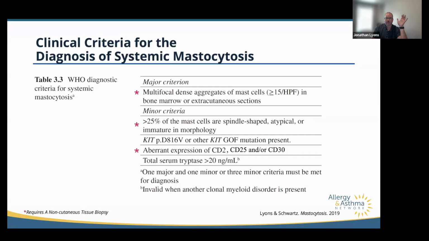And in order to get the diagnosis, you have to have one major and one minor criteria, at least according to the WHO guidelines, or 3 minor criteria. There is a separate guideline that allows you to get the diagnosis of mastocytosis with just the one major criteria. But to be perfectly honest, if you see multifocal dense aggregates of mast cells in the bone marrow, so there's greater than 15 cells per high power field.